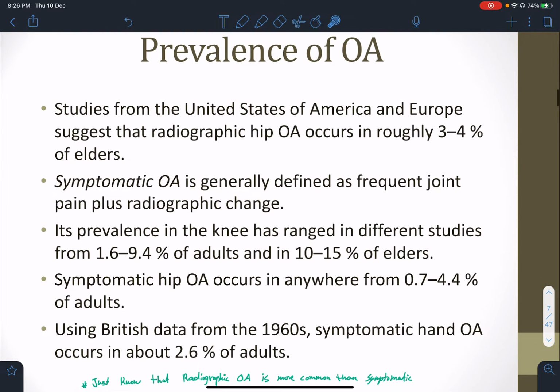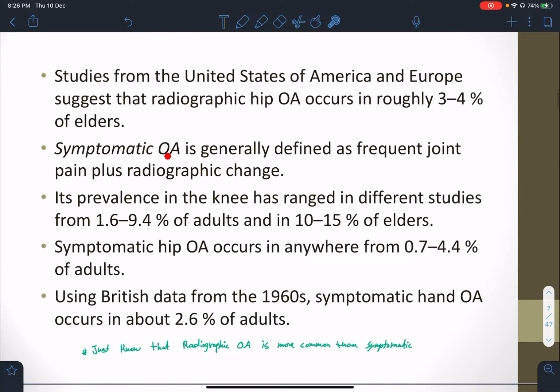Talking about more studies from the USA and Europe, they suggested that radiographic hip osteoarthritis occurs in roughly 3 to 4% of elders. It's not that common, and the hand is also not that common in studies. Symptomatic osteoarthritis is generally defined as frequent joint pain plus radiographic change. This line should have been written way earlier to describe what symptomatic osteoarthritis is, but whatever. Let's keep going with the studies.